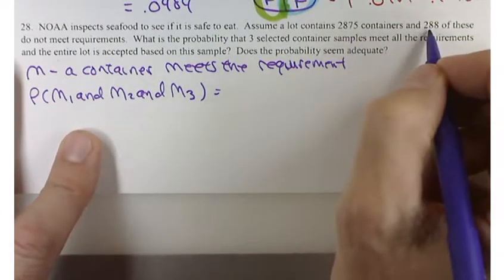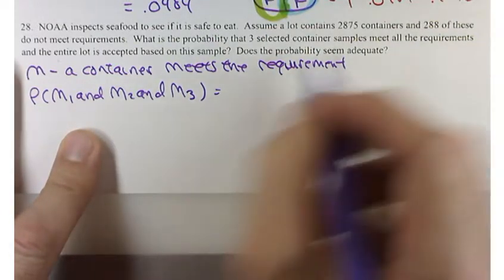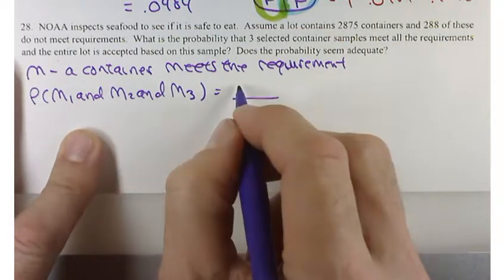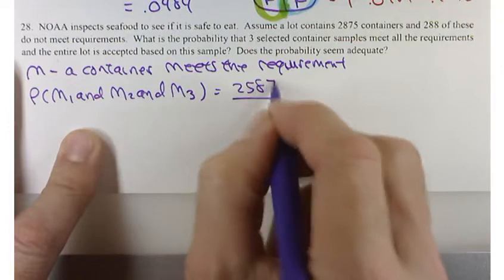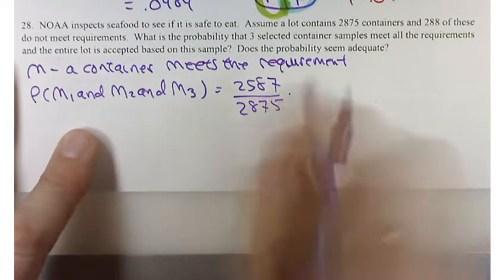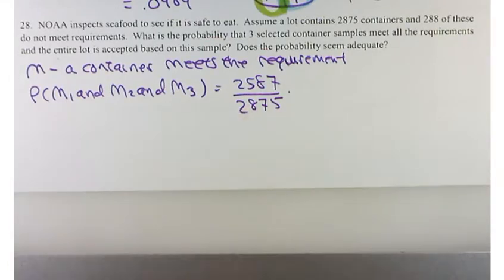2587 minus the 288. Yeah, so 2875 minus the 288 is 2587. Just what you said, thank you. 2587 over 2875. So that's the probability that the first one meets the requirements. Now you look at that one and say, hey, great, it meets the requirements. All right, on to the next one.